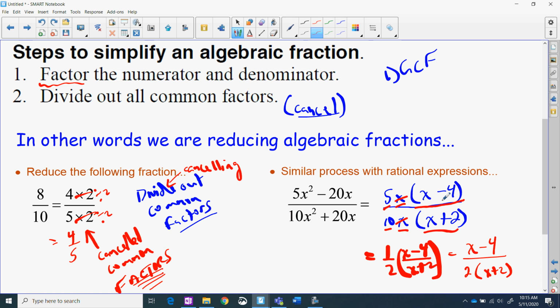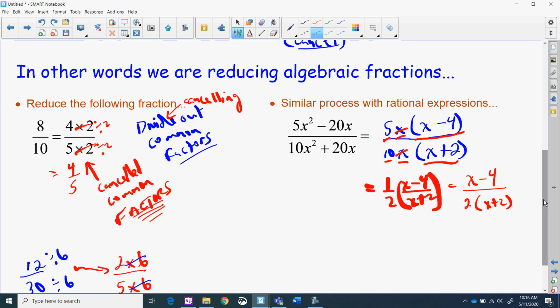I factored, and then I divided out or canceled any common factors. That's the way you always reduce algebraic rational expressions. You factor the numerator, factor the denominator, and then you divide out any common factors. The key is to get to the point where you get here and you realize this is a term, this is a term. I can't cancel those out.